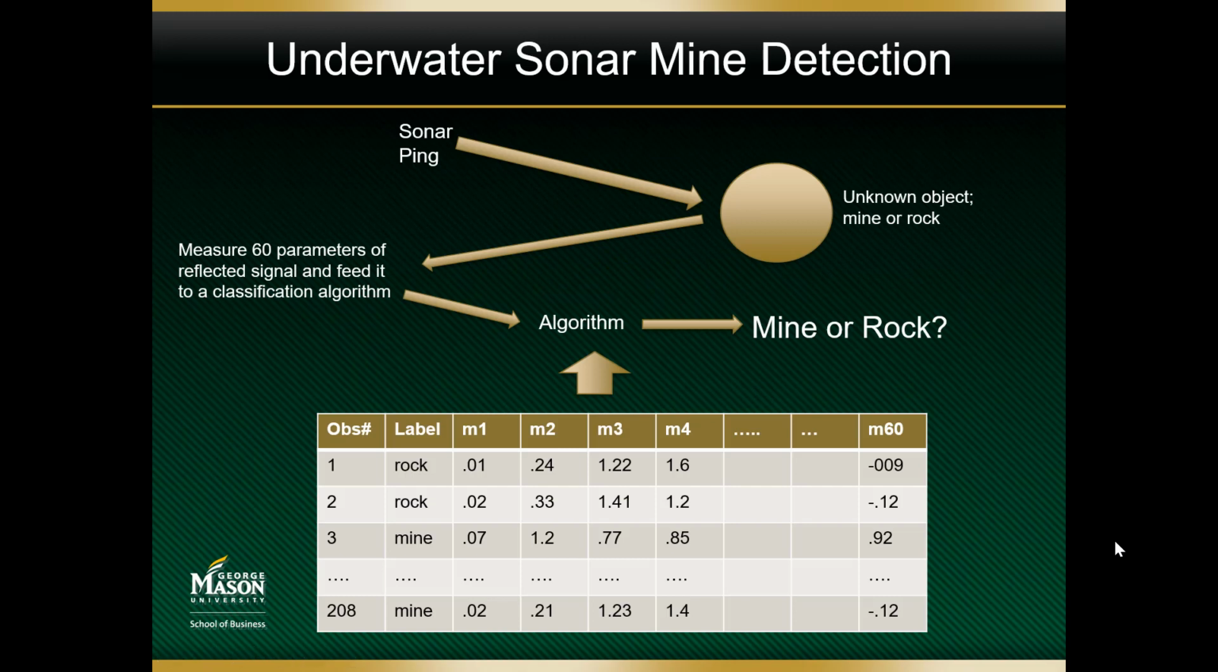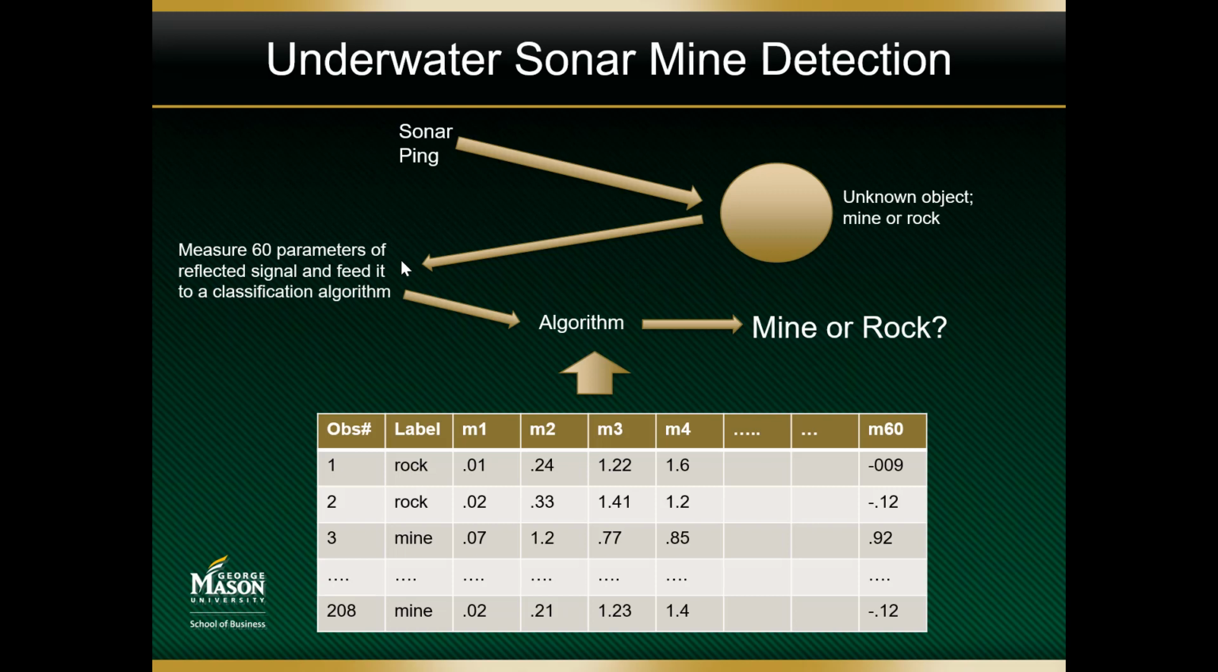So here's the situation, the problem setting. This is an underwater mine detection setting. You have an unknown object, and for simplicity, we are saying it's either a mine or a rock. Some sonar device on the ship sends out a ping. There is a reflected signal from the unknown object, and there are electronics on the ship that measure 60 different parameters of this reflected signal.